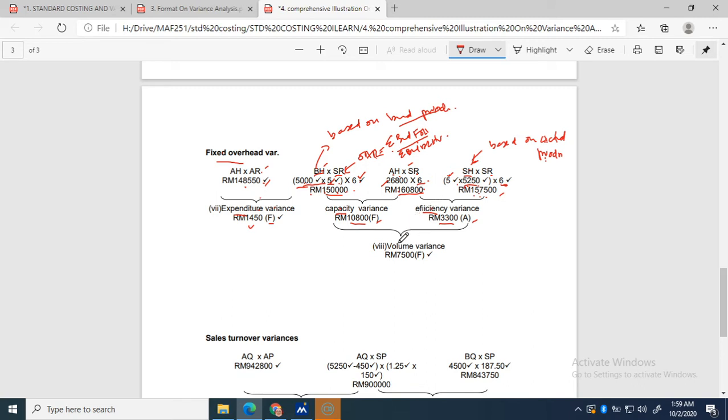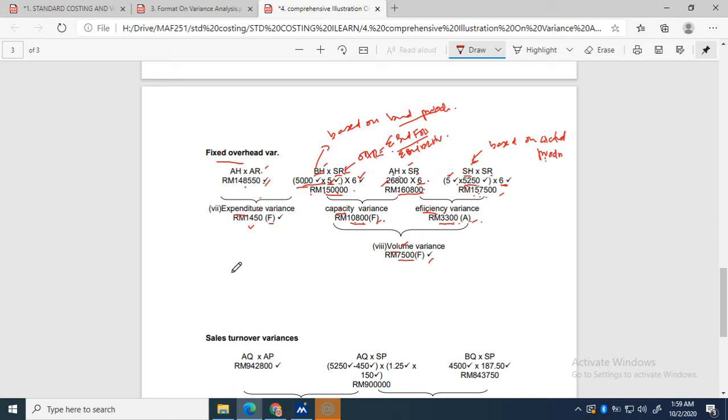And then the next one, you have to calculate volume. How to get the volume variance? Volume is capacity plus efficiency. Capacity 10,800 is favorable, positive. Efficiency 3,300 is negative, adverse. So positive here, negative here, the difference is positive 7,500. So this is a favorable volume variance.